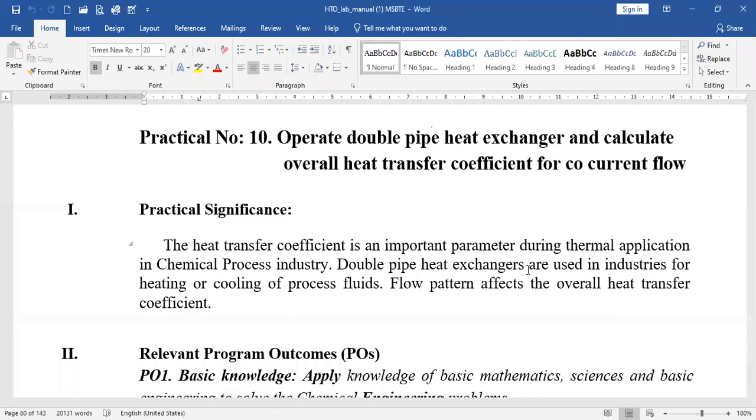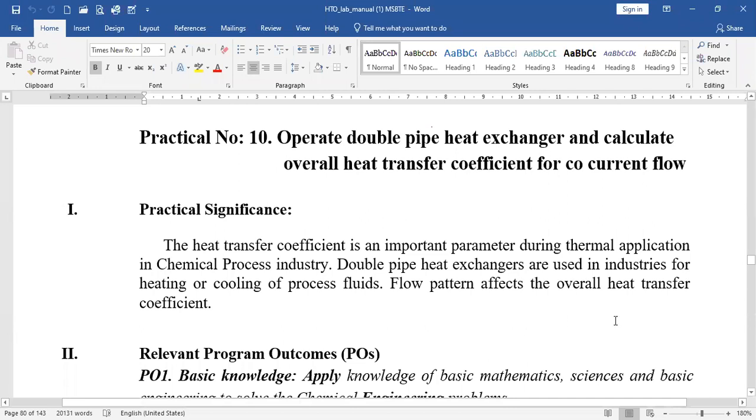Now in the heat transfer practical, today we are going to discuss the practical which is oriented to the double pipe heat exchanger, and our objective of this practical is to calculate the overall heat transfer coefficient for co-current flow. Now in the double pipe heat exchanger there may be a co-current flow case or there may be a counter current flow case.